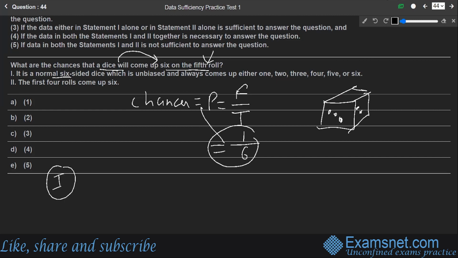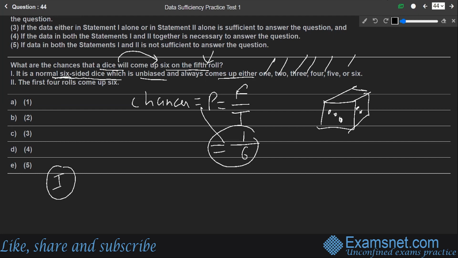The first information says it is a normal six-sided dice which is unbiased. Unbiased means every dice is rolled honestly. There is no biasing, and it always comes up with either 1, 2, 3, 4, 5, or 6. That means this is a completely fair dice, and anything can come. There is no dishonesty happening.